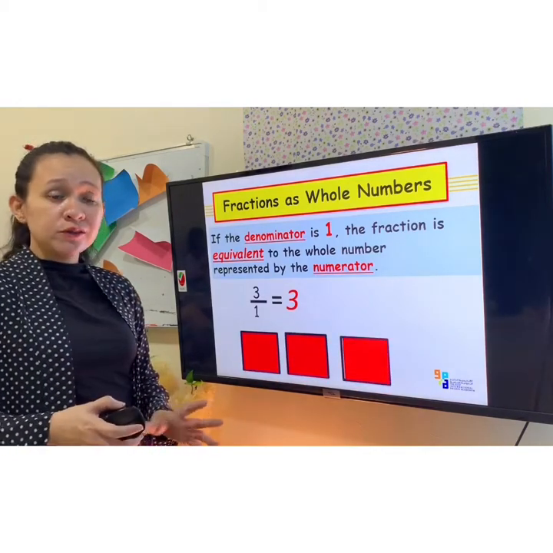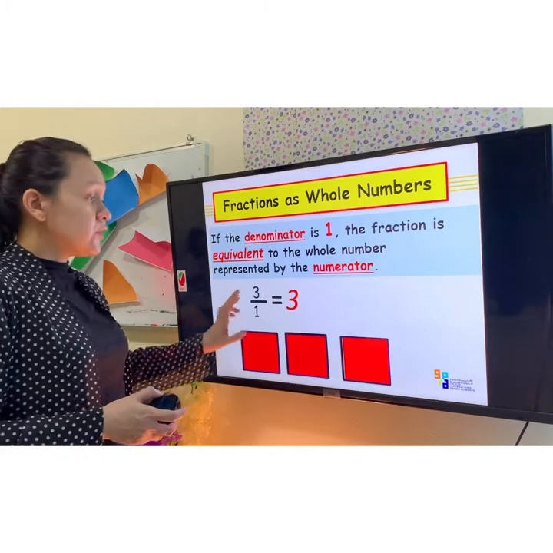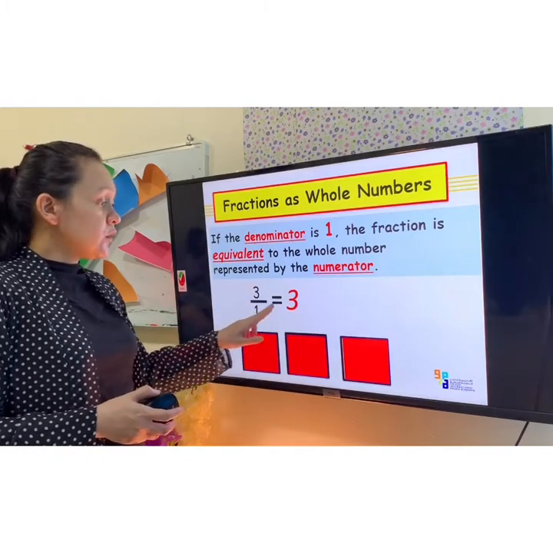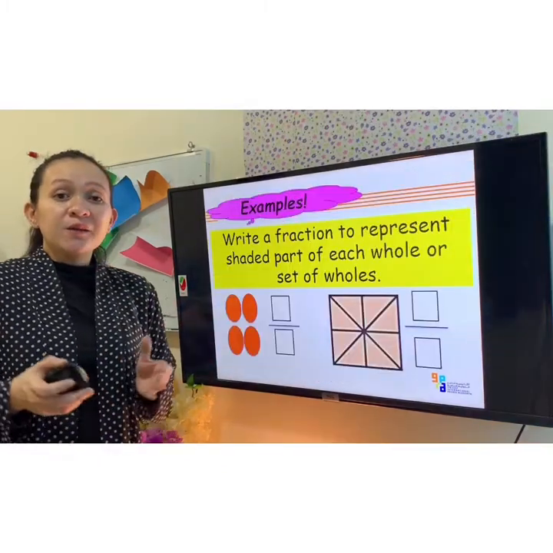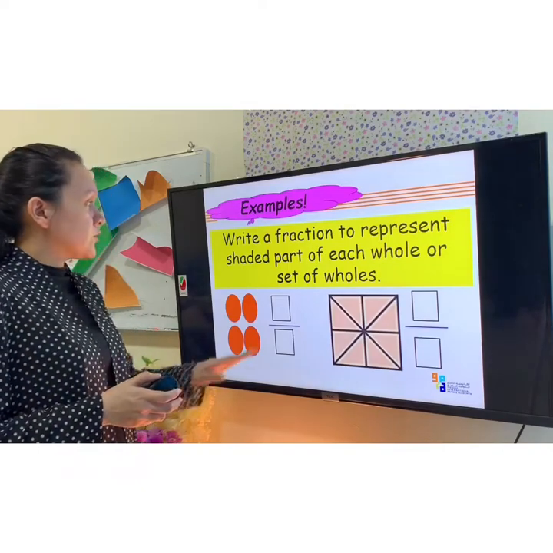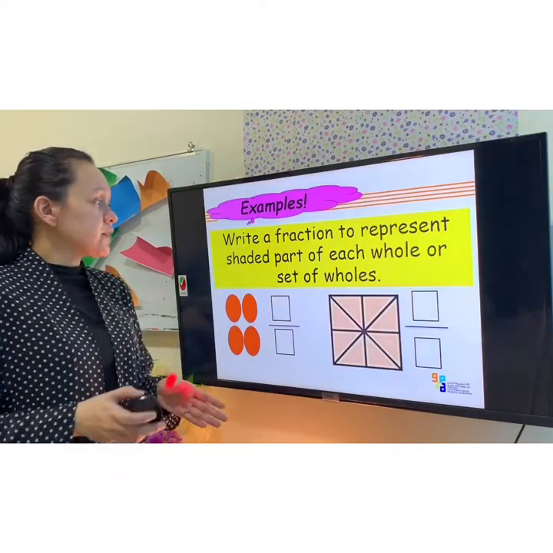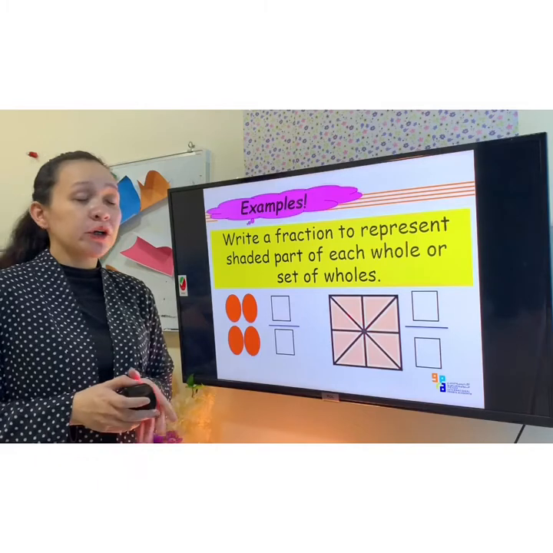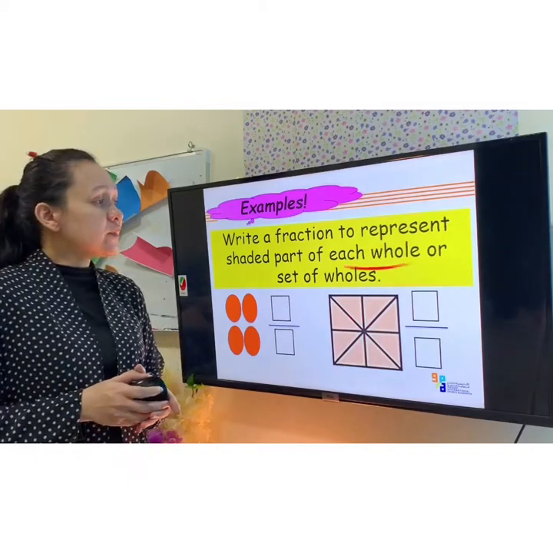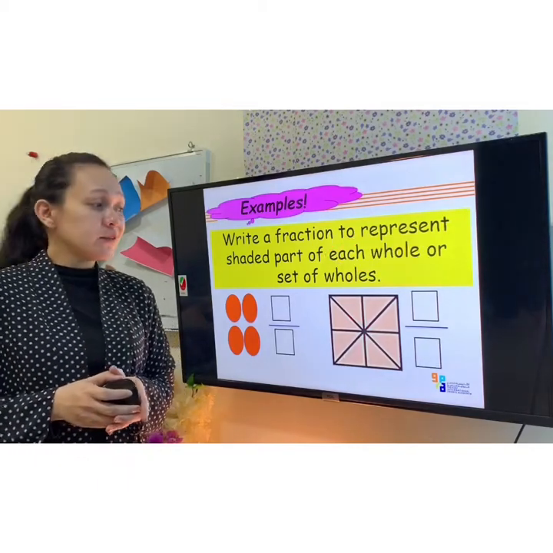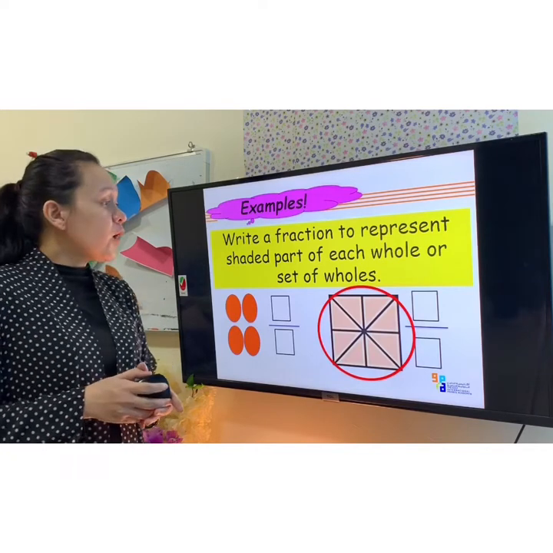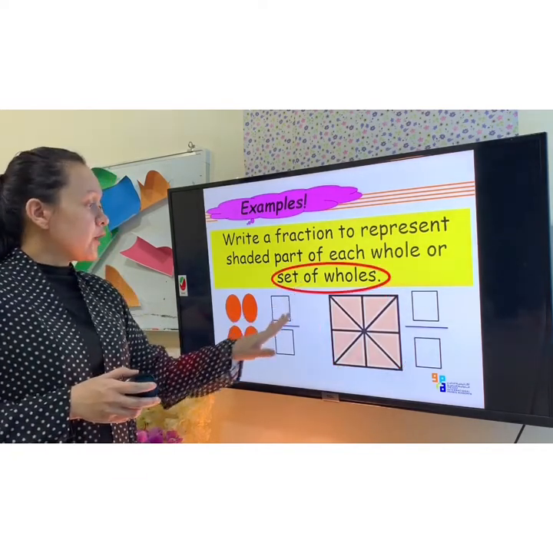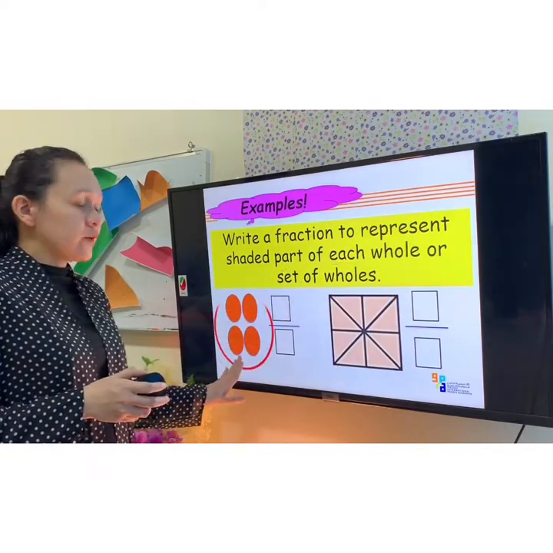So if you have noticed, we have now 3 parts. So that's why 3/1 is equivalent to 3. Now let's check these examples. Write a fraction to represent the shaded part of each whole or set of wholes. Now when you say each whole, we are referring to this figure. Now how about set of wholes? We are referring to this figure.